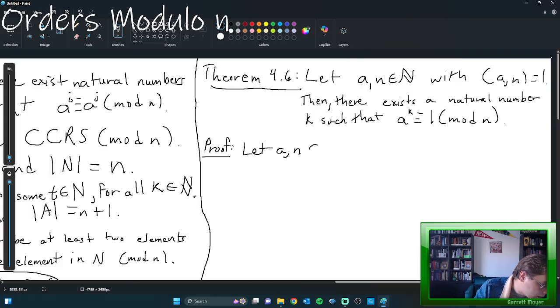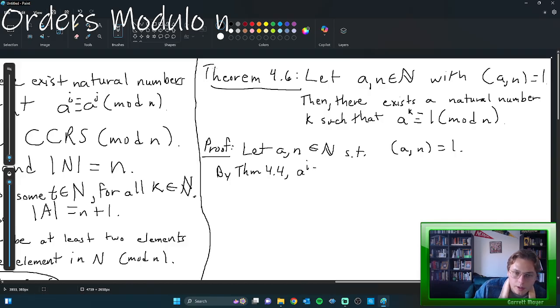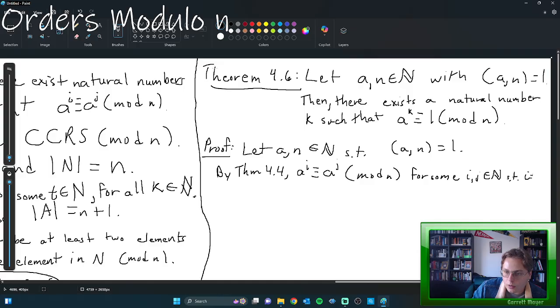Let a and n be natural numbers such that GCD of a and n equals 1. And then by theorem 4.4, which we just proved, it wasn't the last one we proved, but it was the one before, a to the i is congruent to a to the j mod n for some i and j in the naturals such that i is not equal to j.